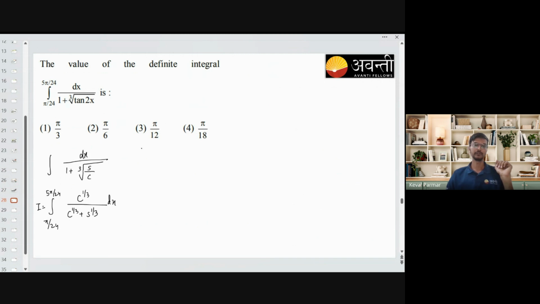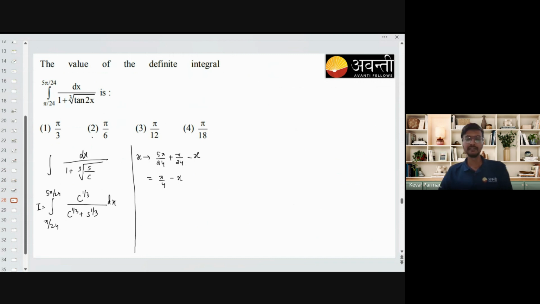Again, what are we going to use? We are going to use the king property. So King property says that replace x by upper limit plus lower limit minus x, which is 6 pi by 24, which is pi by 4 minus x.